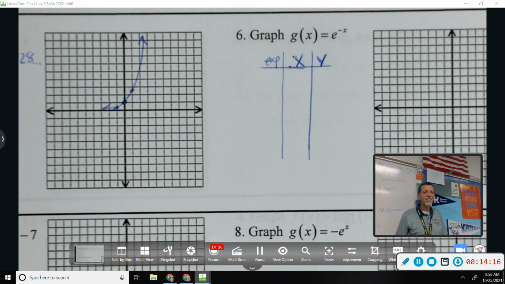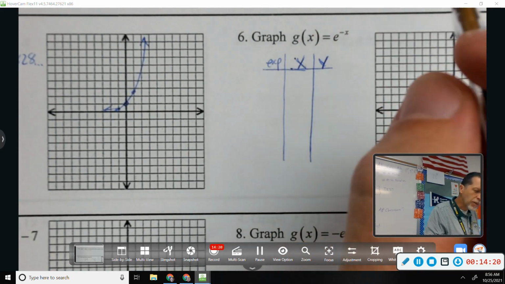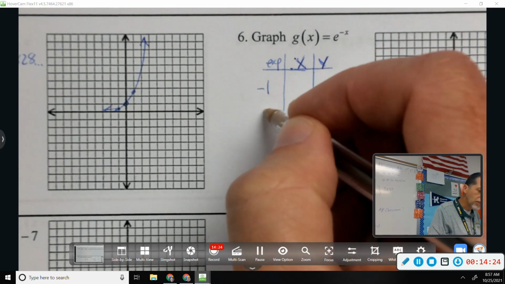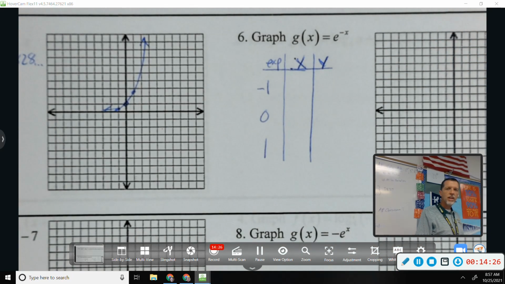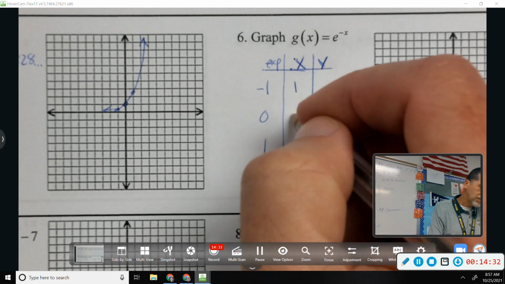So it's awful. Let's see, number 6, I have a negative exponent. We've done this before. I want my exponent to be negative 1, 0, 1. So the e is, again, yuck, but I'm not worried about that yet. 1, 0, negative 1.